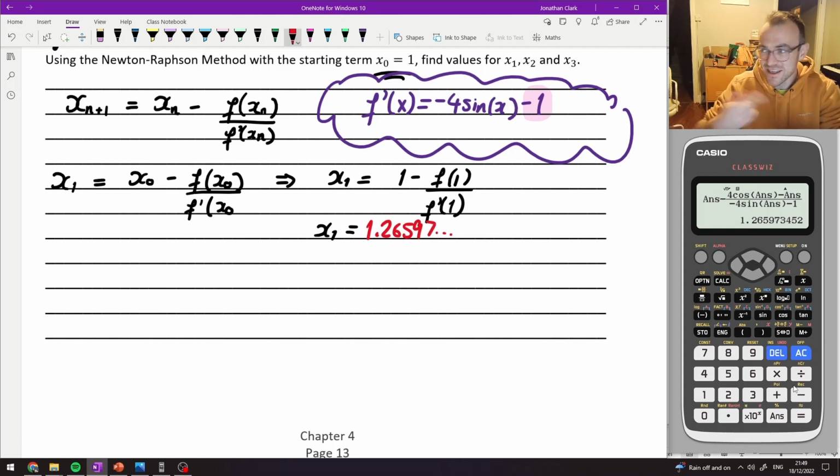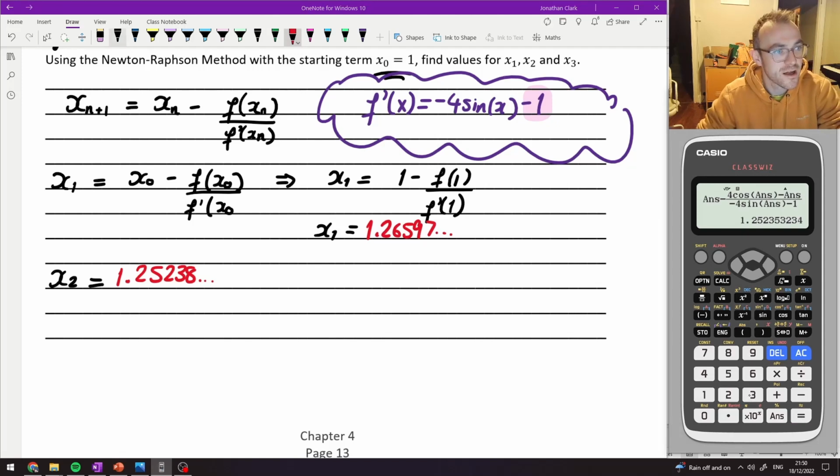But because I've got this set up on the calculator now, I can just hit equals again, and it's going to generate the second value for me. So let's see, x to the 2. If I just hit equals one more time. Awesome. I've got the next value, which is 1.25. And how many decimal places did I go to here? 5. Okay, I guess I'll do the same here. 3, 8. And if I hit it one more time, I'm going to get a third value in my Newton-Raphson calculations.